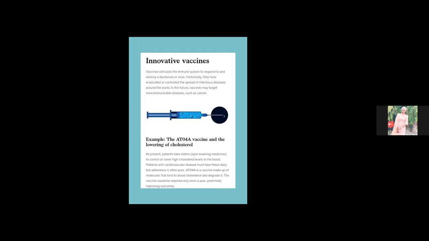Another example of innovative vaccine is the anti-idiotype antibodies, which are directed against the antibody to the hepatitis antigen. This may induce protection against hepatitis. We also have the mRNA vaccines and the DNA vaccines, which have potential to tackle diseases that have been previously hard to vaccinate and can be more easily manufactured than the traditional vaccines.